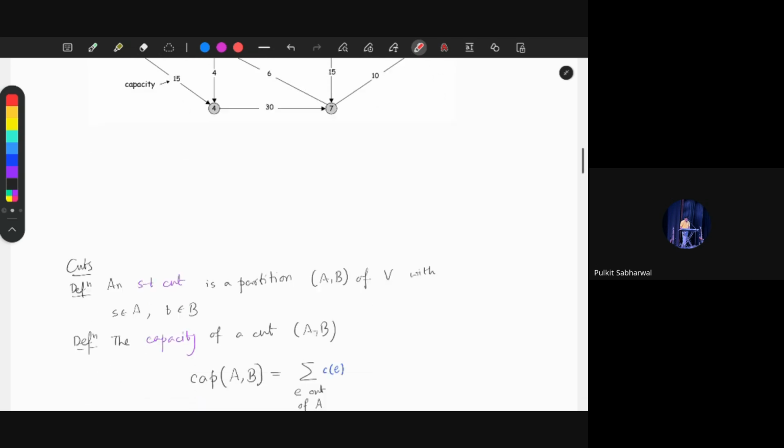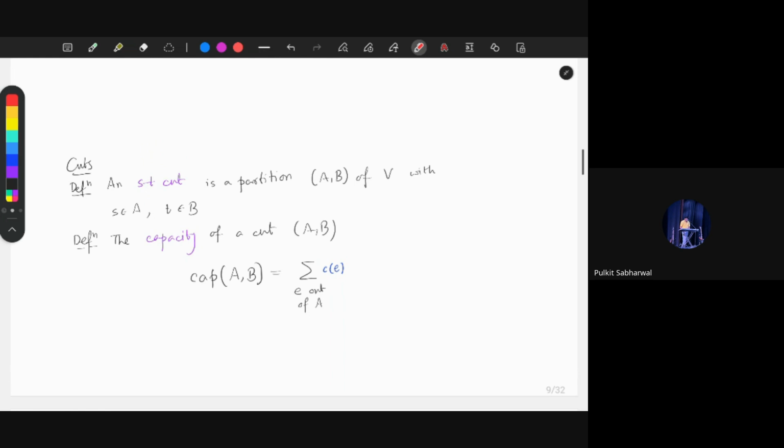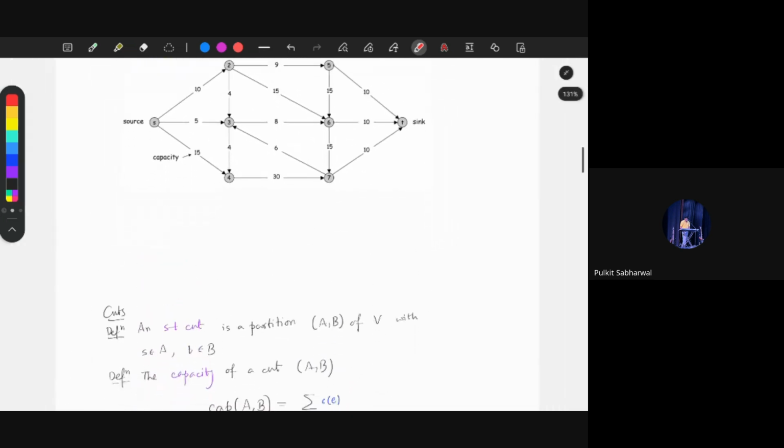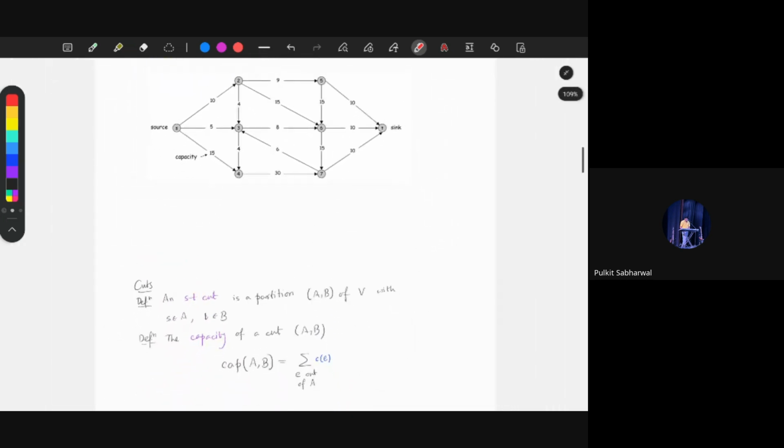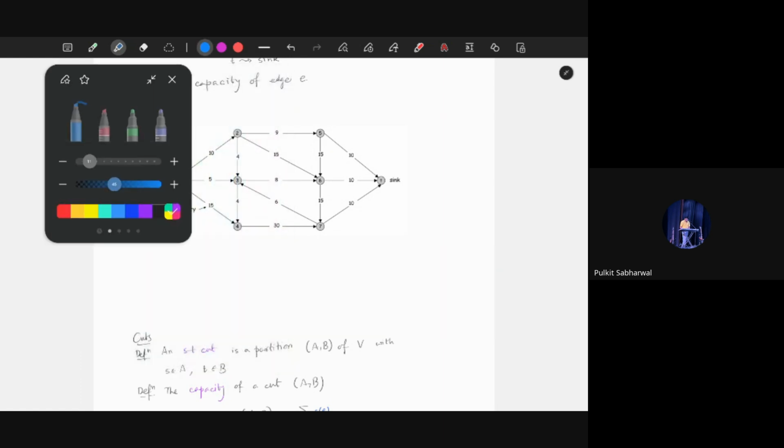Now, one thing is cut. Cut means just cut like this. Maybe I can draw.